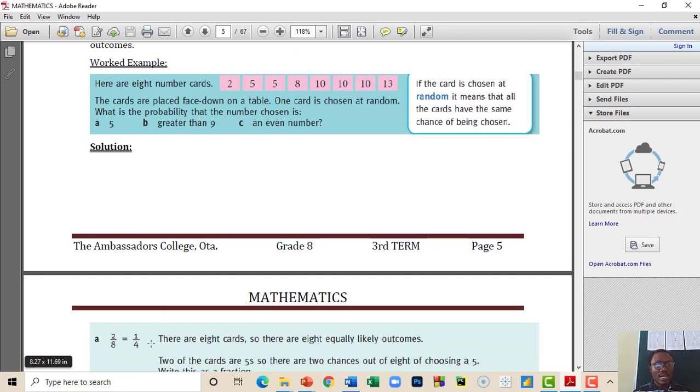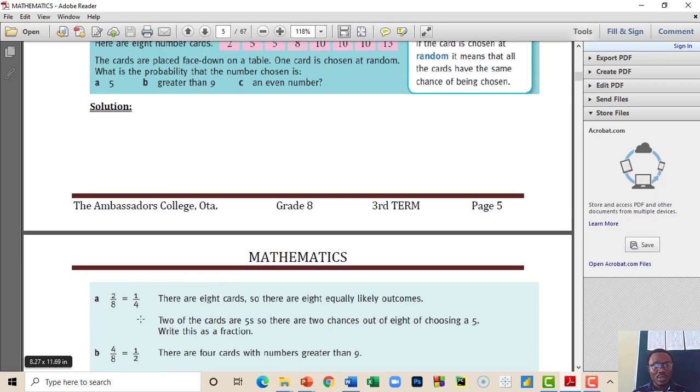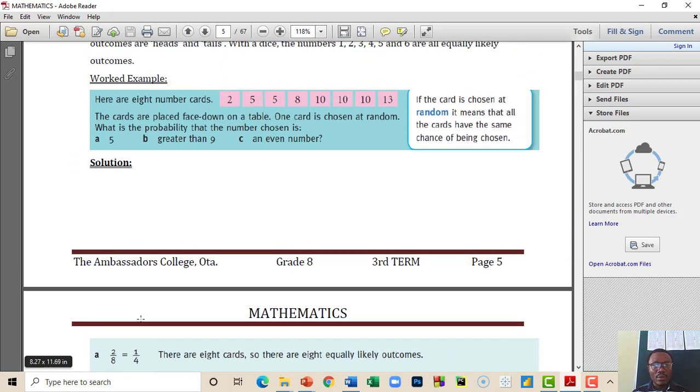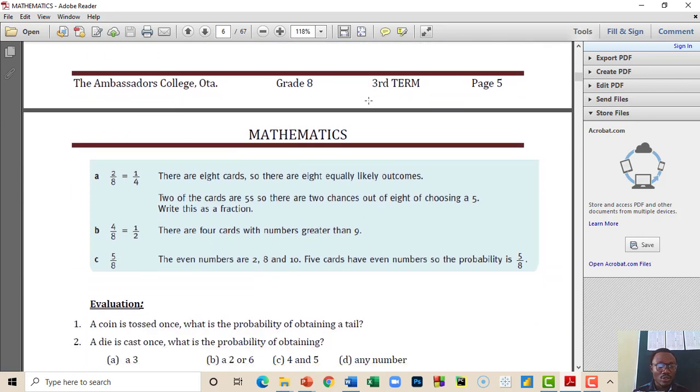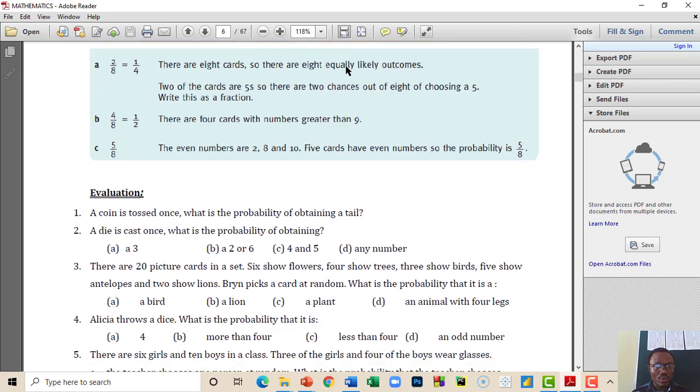So the next question: what is the probability of getting a card greater than 9? How many cards are greater than 9? You observe we have 4 cards greater than 9, so that will give us 4 over 8. Now the next one is an even number. How many cards are even numbers? We have 1, 2, 3, 4, 5. 5 cards are of even value there, so it will be 5 over 8. So that is actually how to solve that problem.